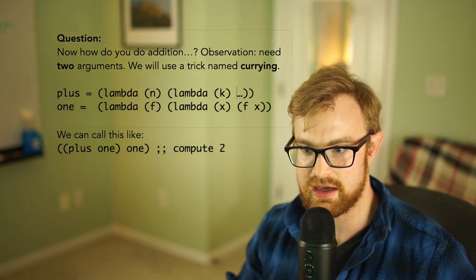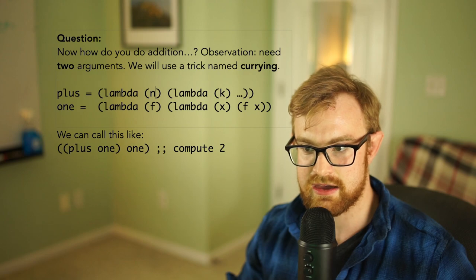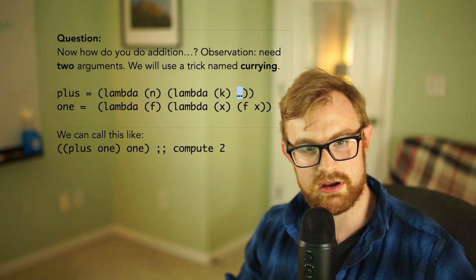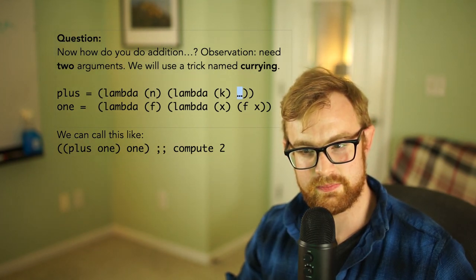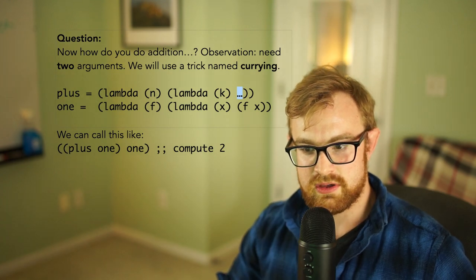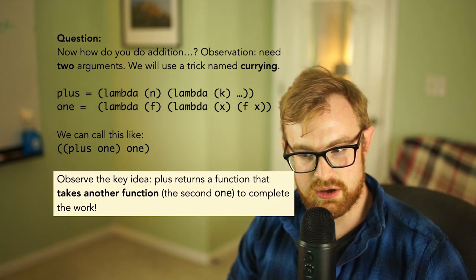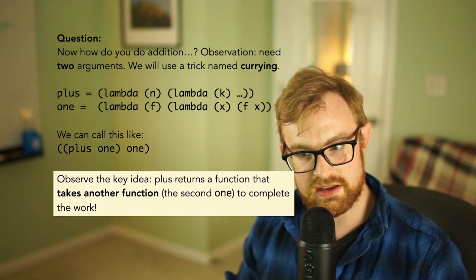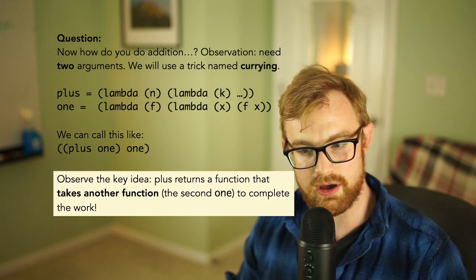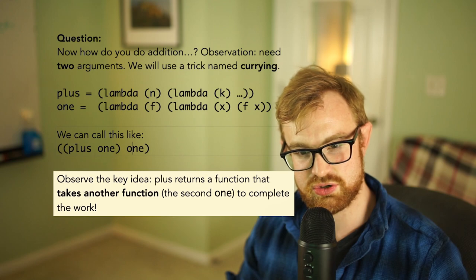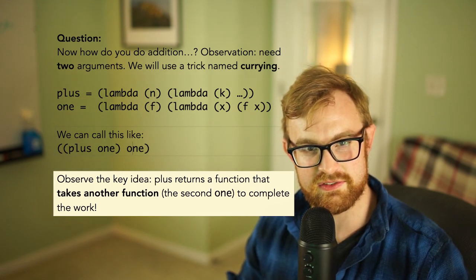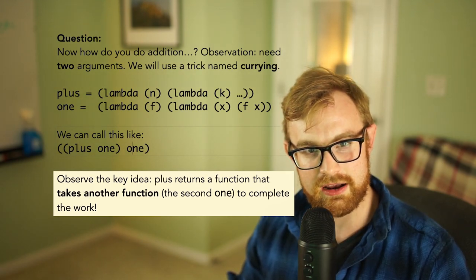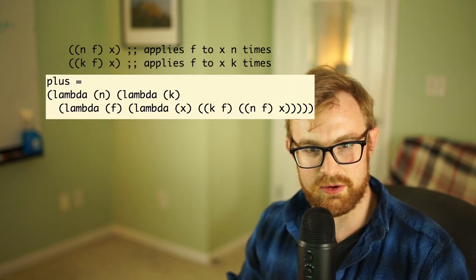It's going to be a lambda n, and then some lambda k, and then we need to fill in, what do we put in right here? We have to find that out. So the key idea here is that we're going to return a function that takes another function, the second one, to then complete the work, all right? And this currying trick is going to show up in class a few different places, but it's good to practice it here now. So here's the big reveal.